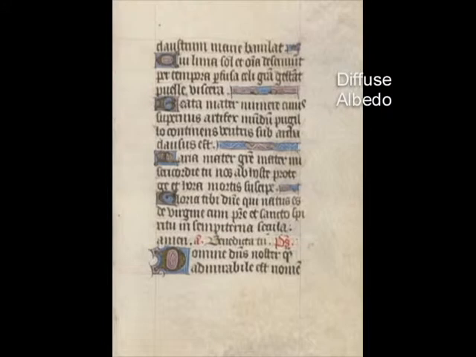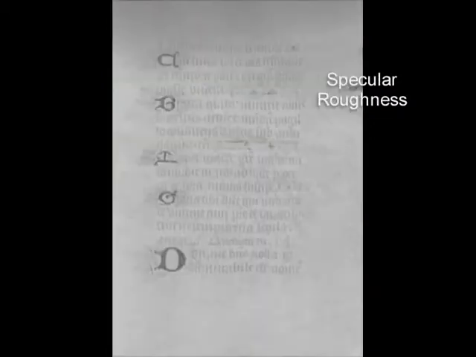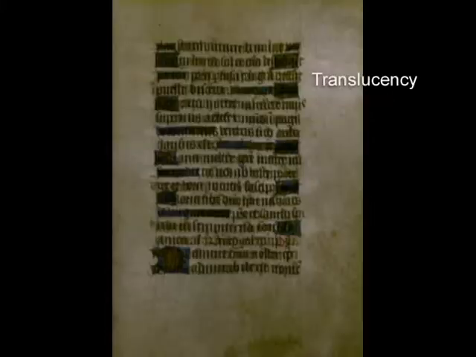With this extended process, we can recover 6 channels of per-pixel reflectance information, including the diffuse albedo, specular intensity, specular roughness, displacement, surface normal, and translucency.